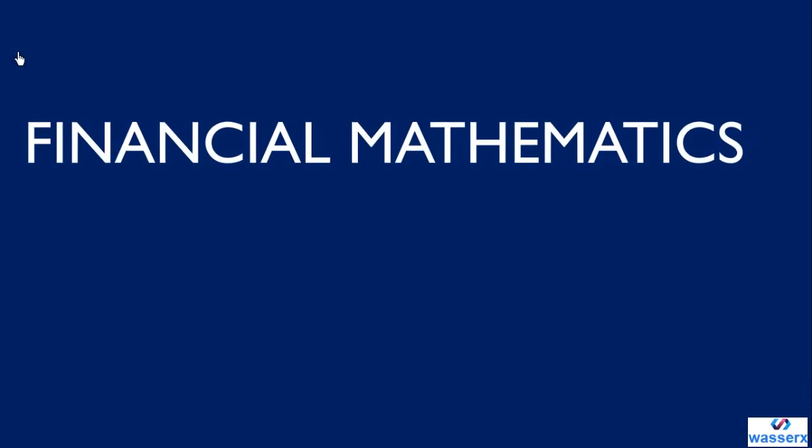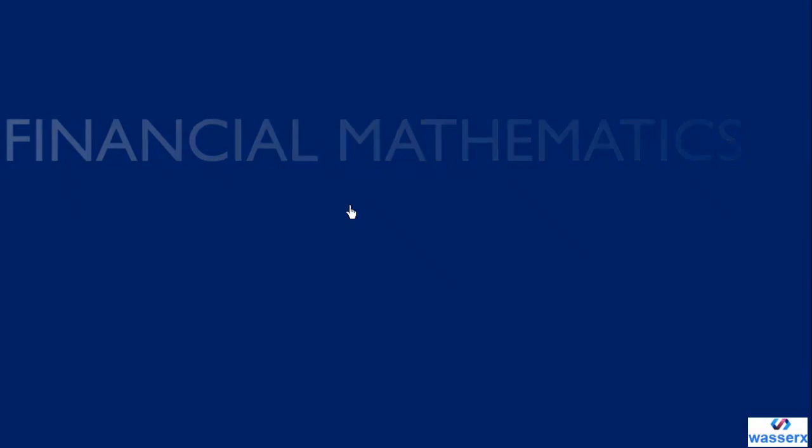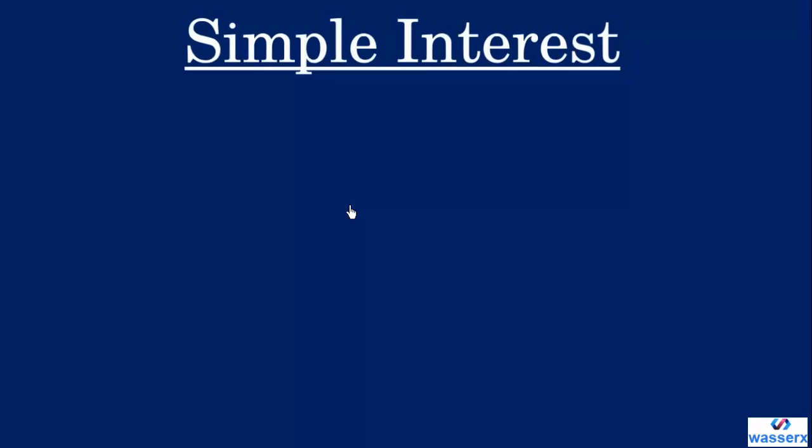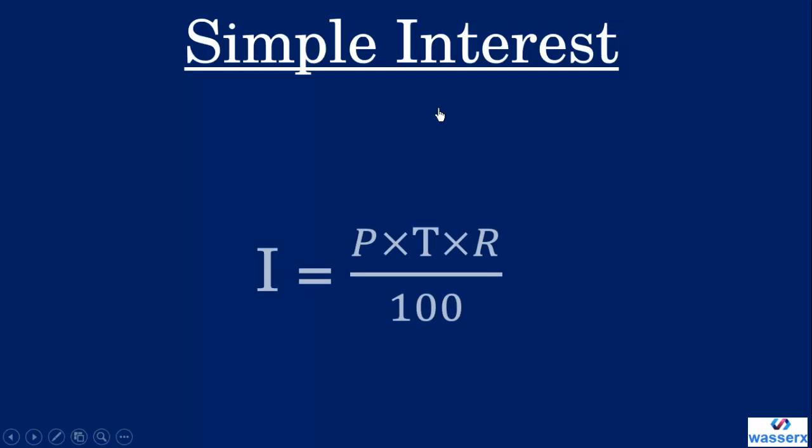Financial mathematics, also known as business maths. So we are going to consider some terms in business. The simple interest. When you borrow money from the bank, they use the formula I equals P times T times R over 100 to calculate the interest on the loan. That is the simple interest.